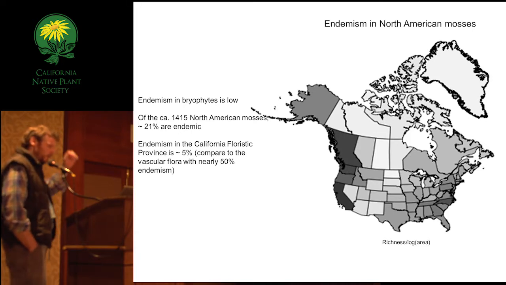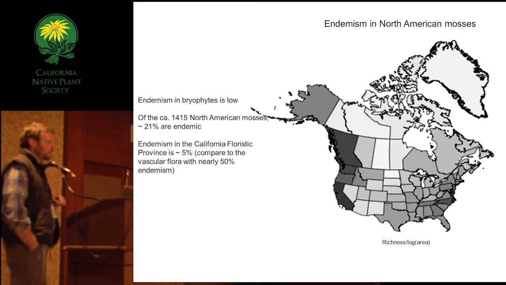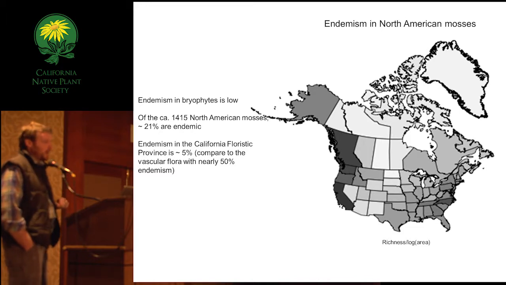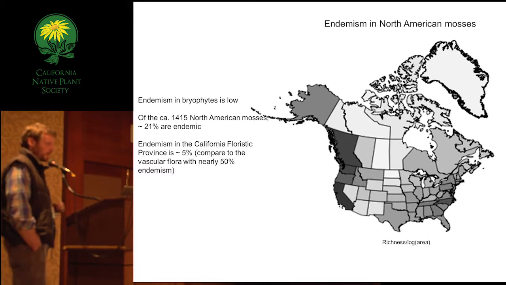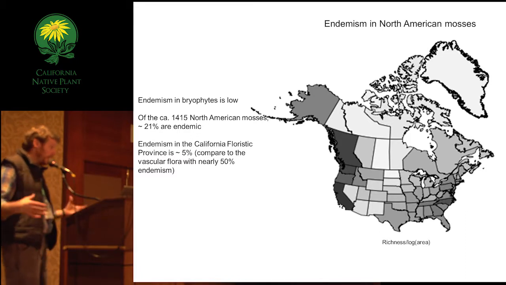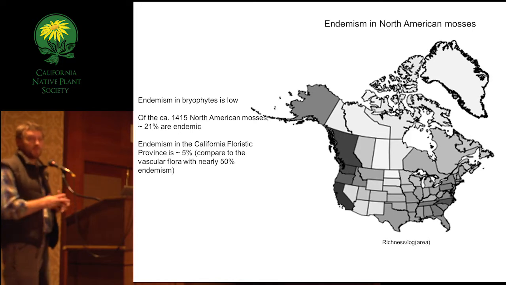But there are a little over 1,400 native North American mosses, and about 21% are endemic to the continent. So that's pretty amazing if you're coming from a vascular plant background. 4 out of 5 species you encounter also live on another continent. And so when you think about biogeography, floristic patterns, it's something that you have to keep in mind. If you're talking about the California flora, what does that actually mean, given the fact that most of these species also live elsewhere?